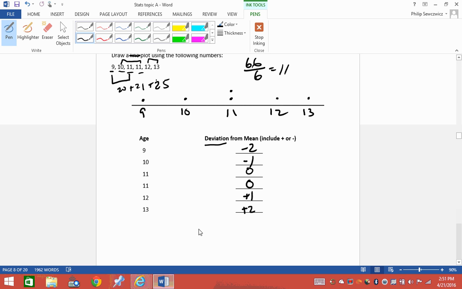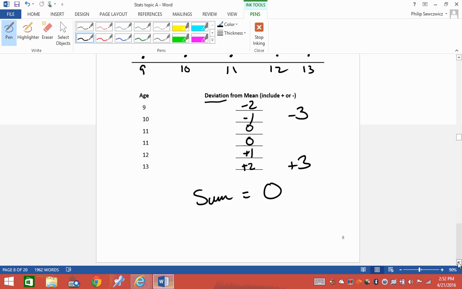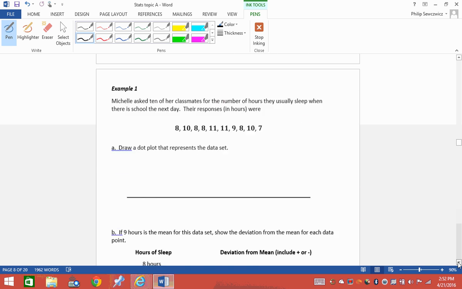Now, the one thing you will notice with your deviations is that the sum will always equal 0. Again, it's because the mean is a balancing point. If we look at our negatives, I've got 2 plus 1, so I got 3 for my negatives. And then 1 plus 2, I got 3 for my positives. Look at this, these are opposites. They knock each other out, so the sum would be 0 when you combine everything together. That is something we do want to watch for.